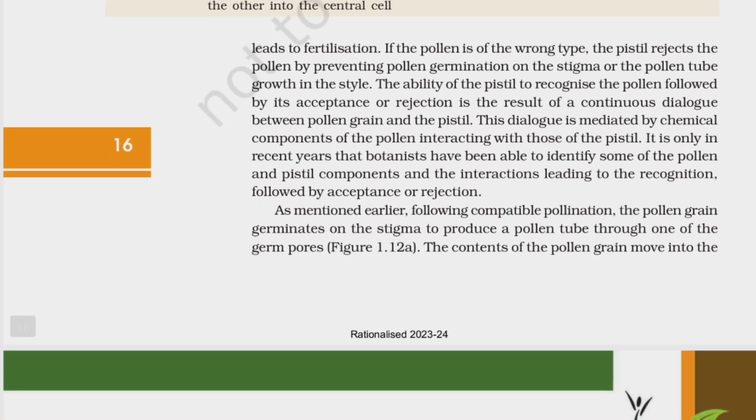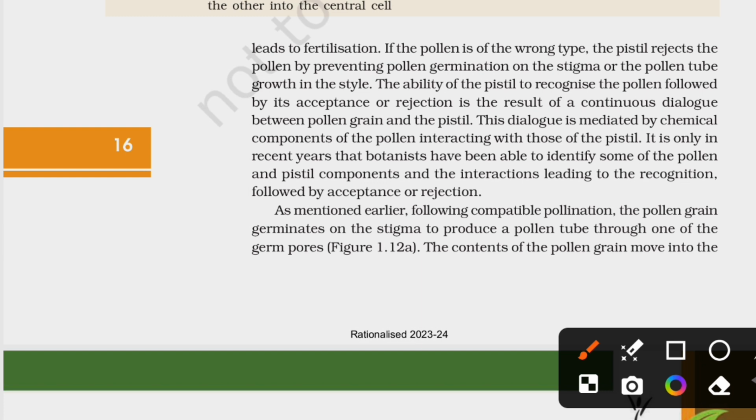If the pollen is of the wrong type, the pistil rejects the pollen by preventing pollen germination on the stigma or pollen tube growth in the style. The ability of the pistil to recognize the pollen, followed by its acceptance or rejection, is the result of a continuous dialogue between the pollen grain and the pistil. This dialogue is mediated by the chemical components of the pollen interacting with those of the pistil. It is only in recent years that botanists have been able to identify some of the pollen and pistil components and the interactions leading to the recognition, followed by acceptance or rejection.